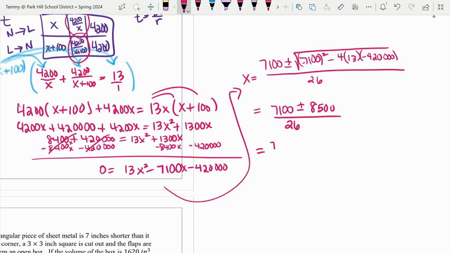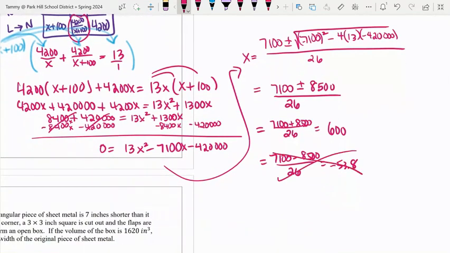So I have two answers there, 7,100 plus 8,500 divided by 26, and 7,100 minus 8,500 divided by 26. So 7,100 plus 8,500 equals, divided by 26 is 600. And then 7,100 minus 8,500 equals, divided by 26, negative 53.8. Since we're dealing with x being how fast you're going, the negative will not check out. So my x is 600.